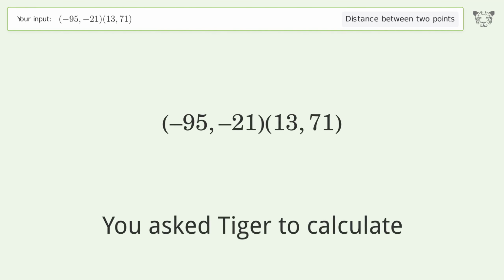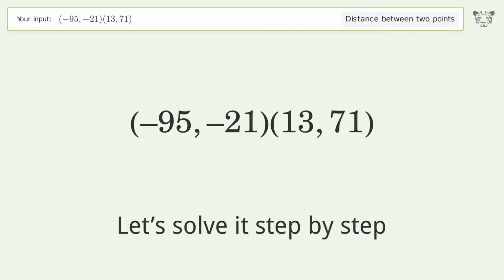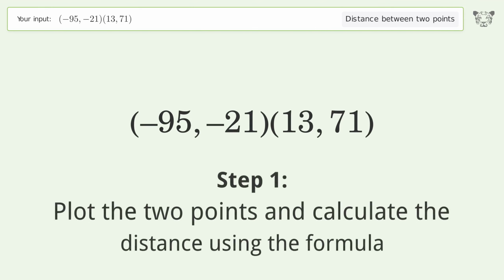You ask Tiger to calculate. This deals with the distance between 2 points. The distance between the 2 points is the square root of 20,128, or 141.873. Let's solve it step by step. Plot the 2 points and calculate the distance using the formula.